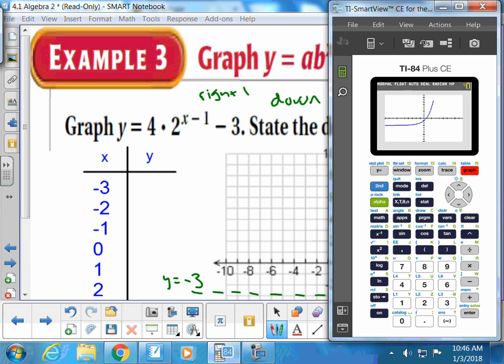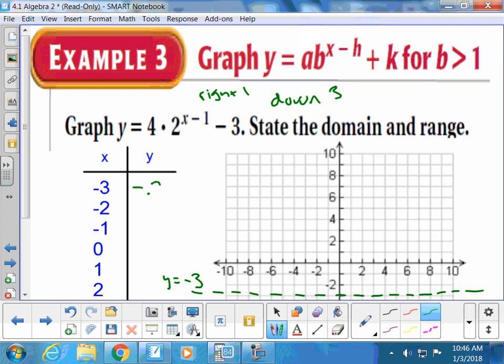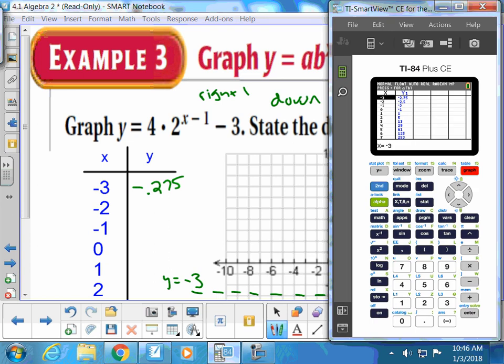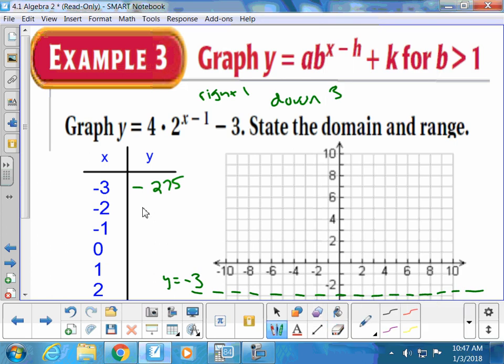There, see how it's down there? And it looks like it crossed at negative 1. Fill out our table. Negative 0.275. 2.75, I wrote that wrong. Did I type it in wrong? No, I got the same thing. Oh, okay. Negative 2 is negative 2.25. Okay, so we're okay.